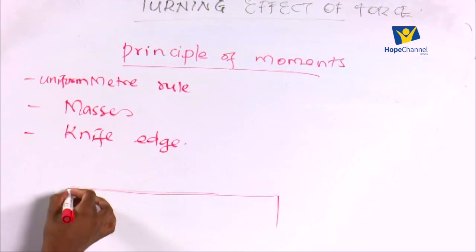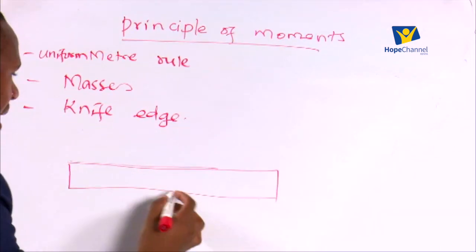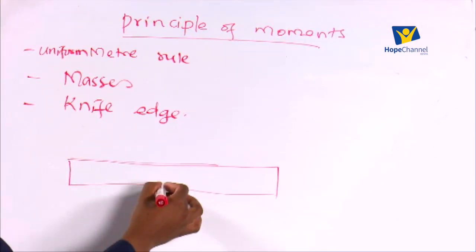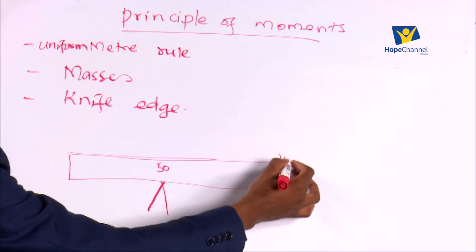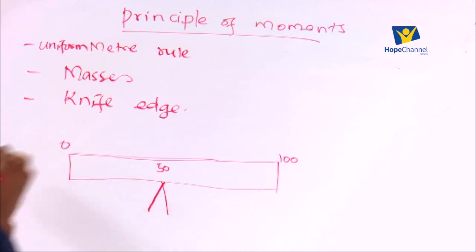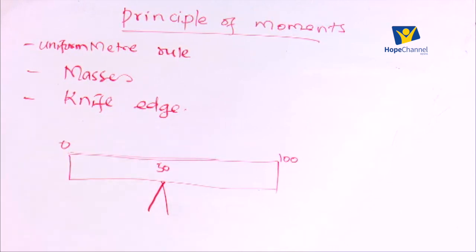So we have a meter rule horizontal, and then we have a knife edge there. We have a point of support. So this is 50 centimeters mark. That is 100 centimeters mark. This is the 0. So we balance the meter rule in such a manner.